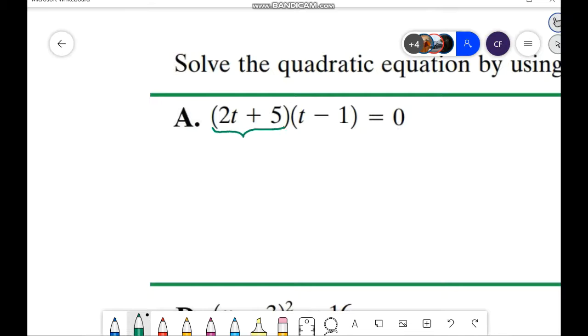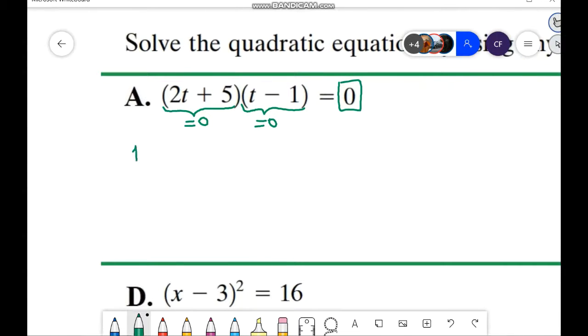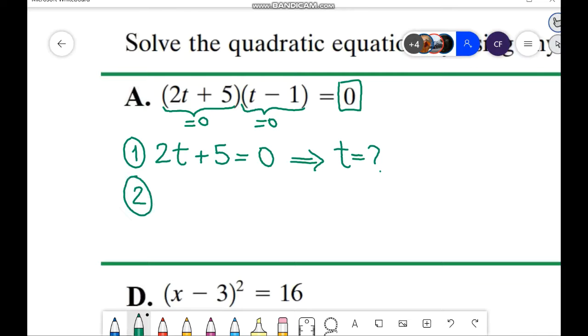Because, check, we can make this equal 0, we can make that equal 0, and the product is going to be 0. So the first solution, make 2t plus 5 equals 0, and then you're going to find t equals to what? The second solution, make t minus 1 equals 0, then you're going to have t equals what? Complete the answer, right? It's up to you.